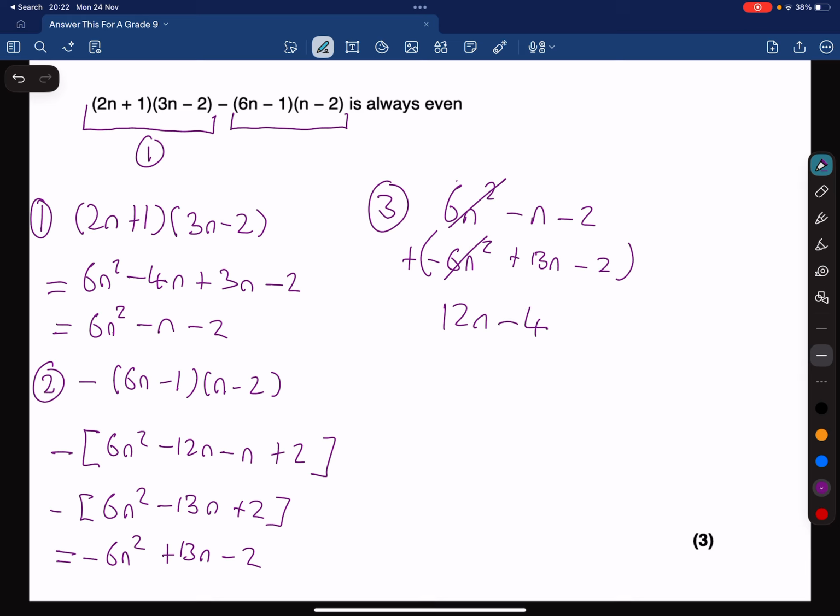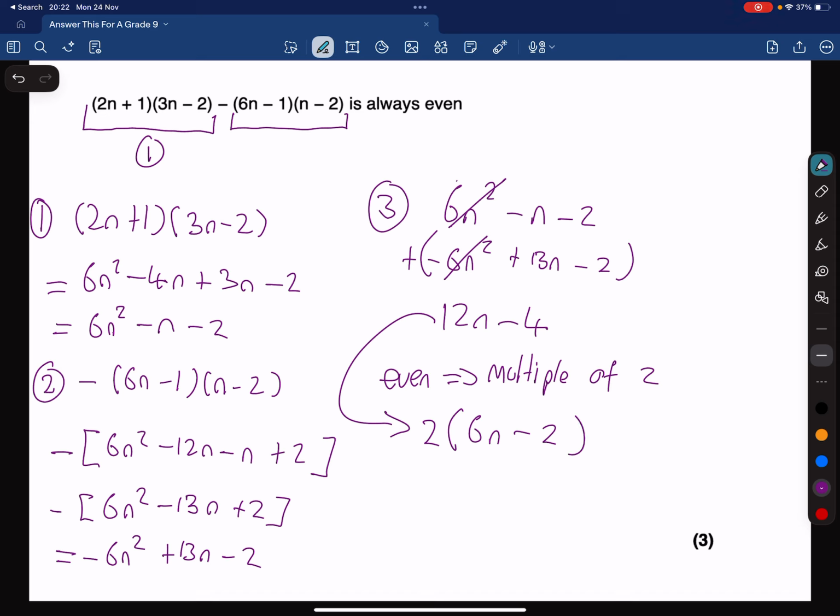To show it's always even, it has to be a multiple of 2. So therefore I need to factorise out a 2 from there. So 2 times, divide 12n by 2 is 6n. Divide minus 4 by 2, minus 2. So there we are. It's always even.